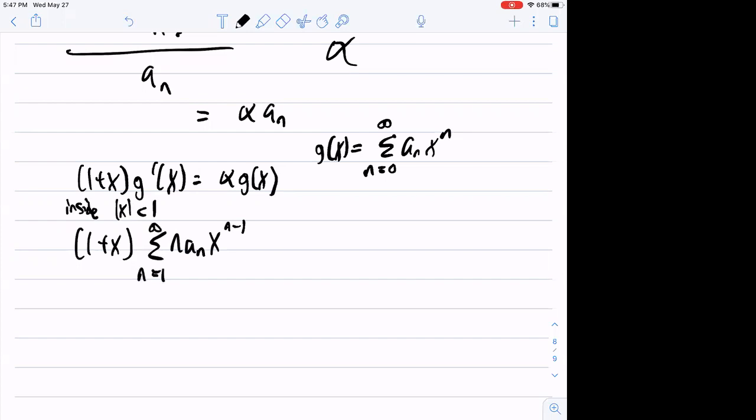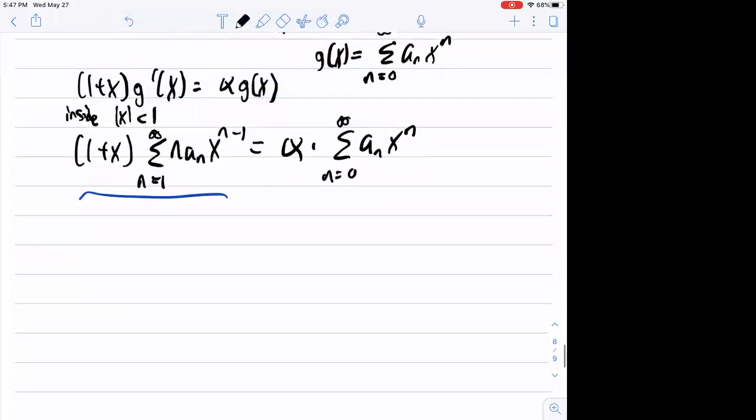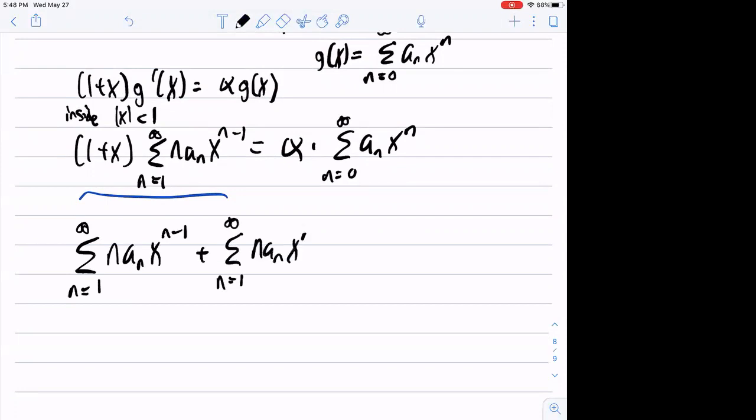But we start at 1, because we lost a constant term. So we start at 1. Now, this is alpha times whatever this is. Okay, so I need to show this, so let's work on the blue side. What do I have? Let's FOIL. So I get the sum n equals 1 to infinity of n x to the n minus 1, plus the sum n equals 1 to infinity of n x to the n. Everyone good so far?